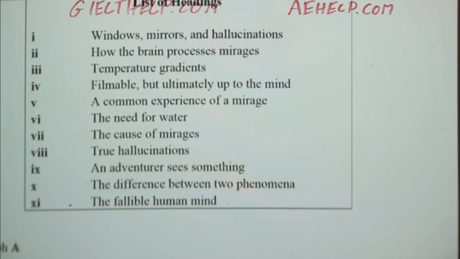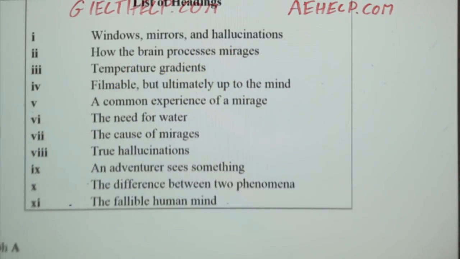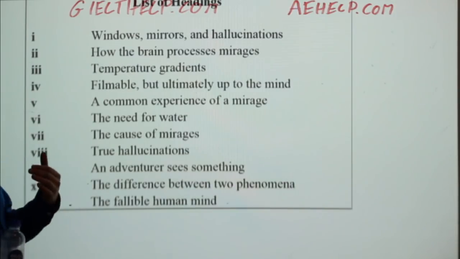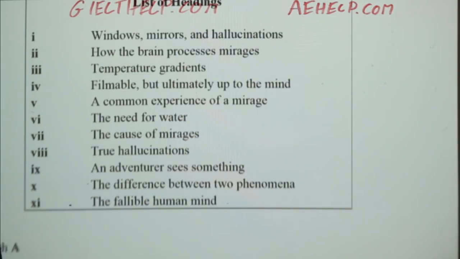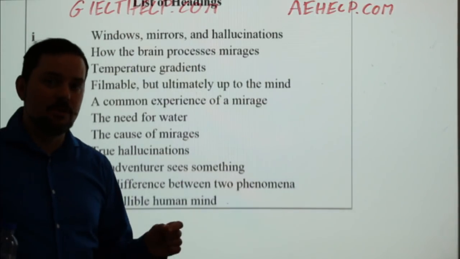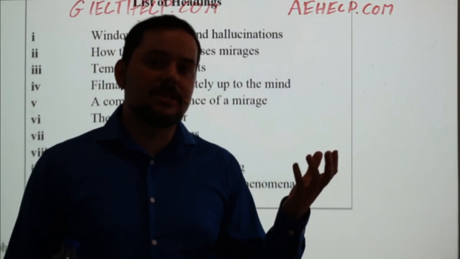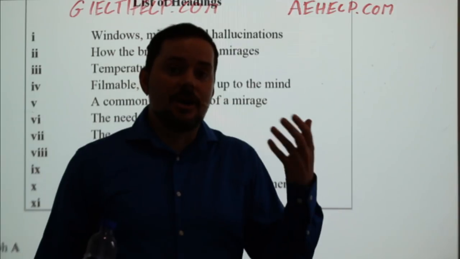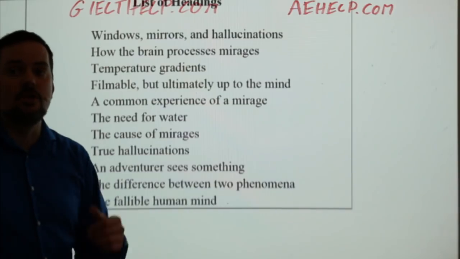The fallible human mind. What do you think is the closest answer that some of you students just gave? Yeah, how the brain processes mirages, right, is the closest answer. If you're not using the right strategy for list of headings, it's easy to make the mistake to give number 1 or number 11. Hopefully, you did not, but you kept your ideas simple. You read the paragraph. You asked yourself, what is this paragraph about? You answered yourself, well, this paragraph is about how the brain understands a mirage or processes the mirage, the function of the brain, and you answered number 2, and then you got it correct.